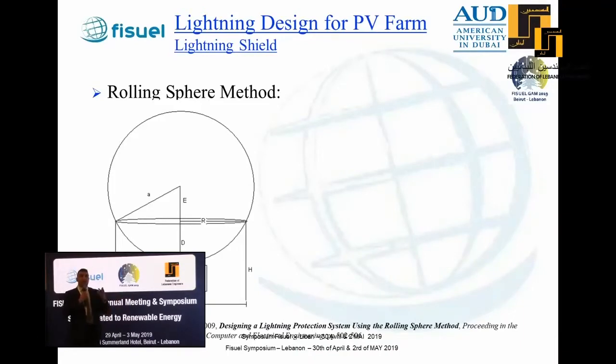What's a lighting shield? There are two types of lighting shield design. One is based on an angle, and one is called the rolling sphere method. IEEE 998 uses the rolling sphere method, and there are other standards like the Australian New Zealand standard 1768 that use the angle. Both have a similar, actually you can say 98% identical approach.